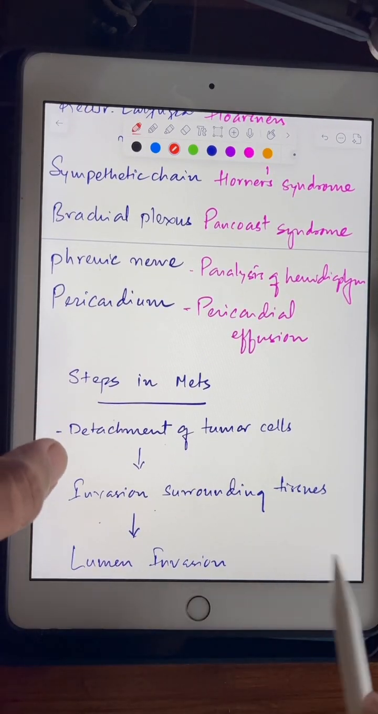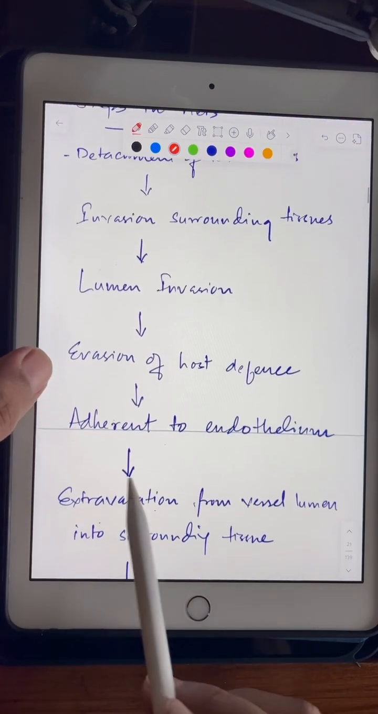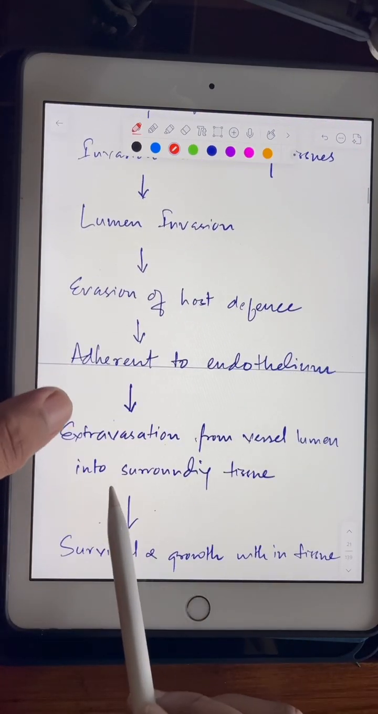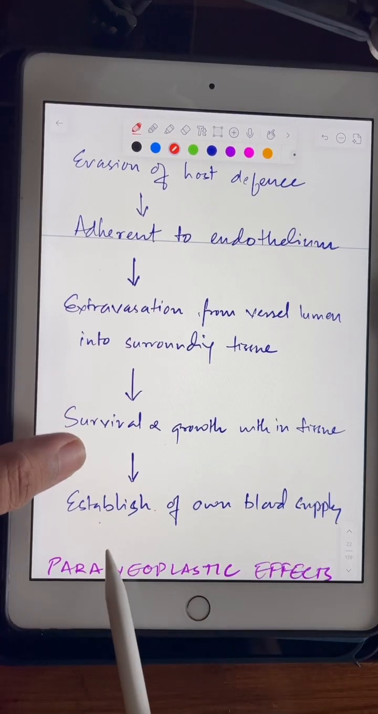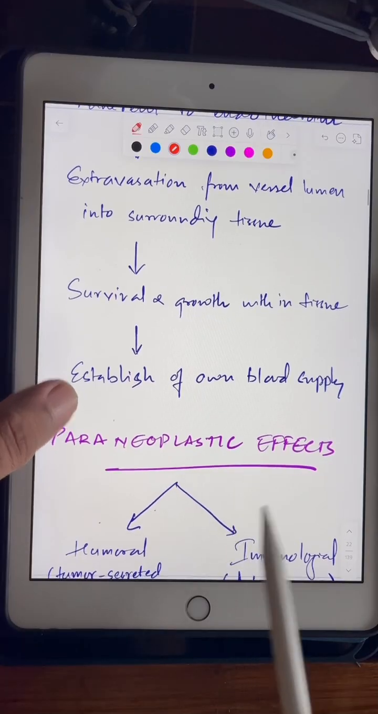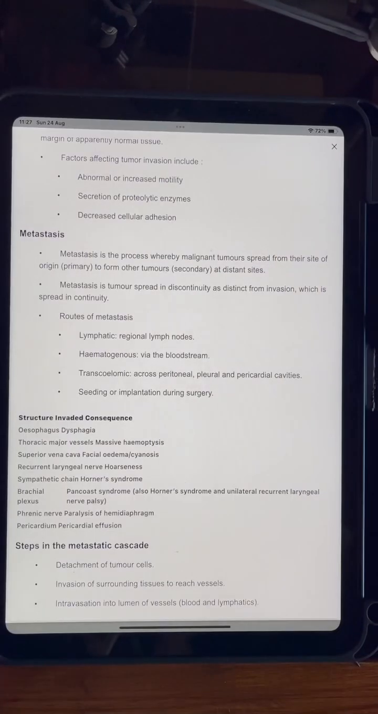What are the steps in metastasis? Detachment of the tumor cells, invasion of surrounding tissue, lumen invasion, evasion of host defense, adherence to endothelial cells, then extravasation from the vessel into surrounding tissue, survival and growth within the tissue, and establishing their own blood supply. So these are the steps of invasion.